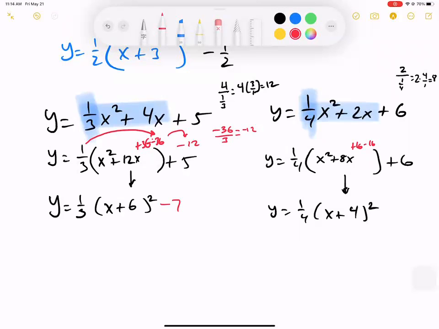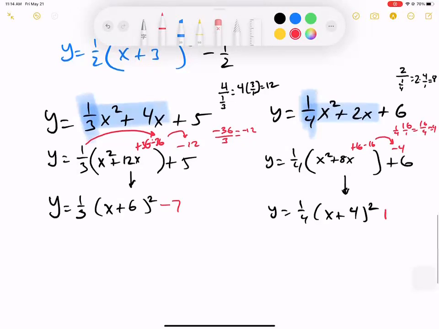I'm going to multiply 16 by 1/4, right? That's going to be 16 over 4, which is just 4. Negative 4. Inside you're 16, but outside you're just you. Negative 4 plus 2. And this is how we find our vertex form with fractions. Okay. And that's it.